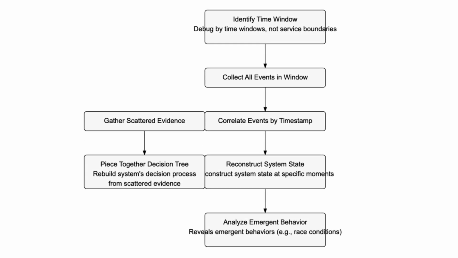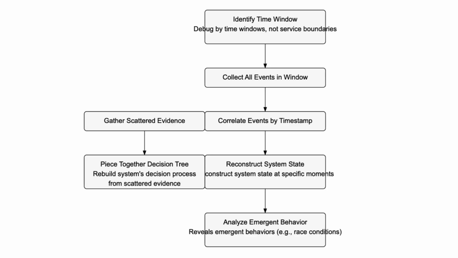Google's SRE teams use temporal slicing to reconstruct system state at specific moments by collecting all events that occurred within narrow time windows. This reveals emergent behaviors invisible to individual service monitoring, like race conditions that only manifest when certain events align within milliseconds. A classic example is Uber's surge pricing bug, which only appeared when 3 conditions aligned across different services within a 200 millisecond window. Individual logs showed nothing, but temporal correlation exposed the issue.